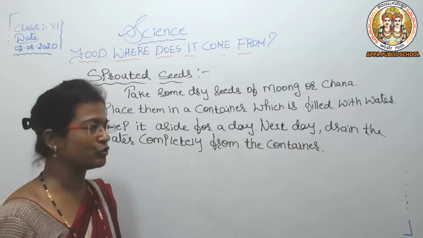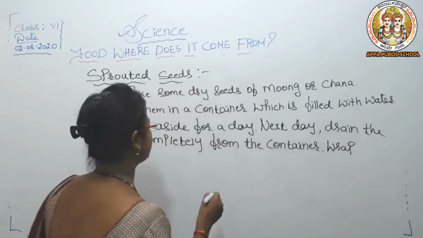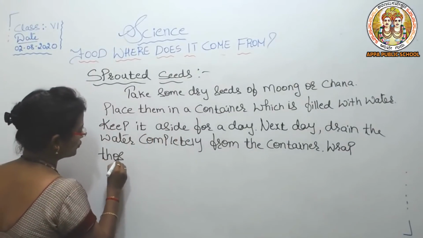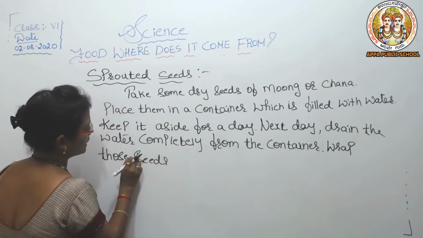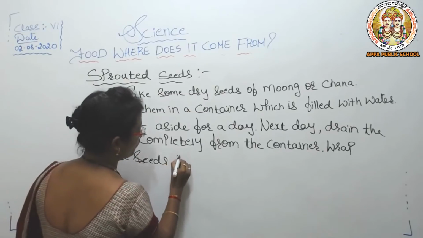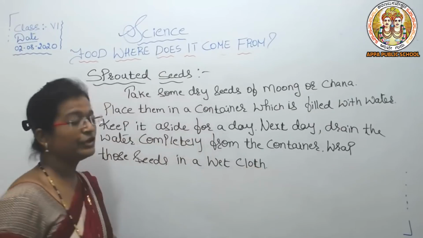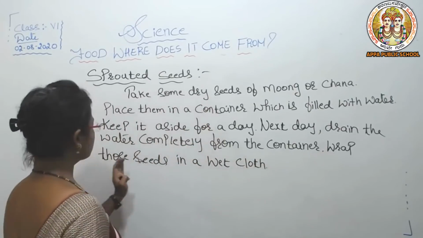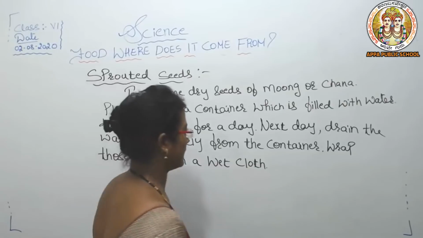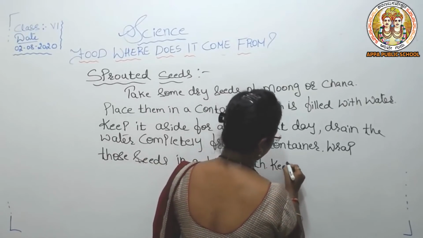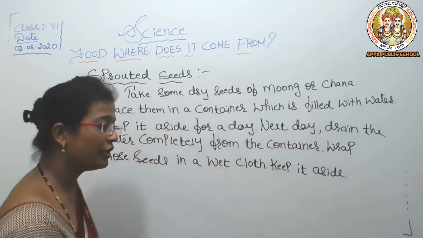After that, what you should do is wrap those seeds in a wet cloth. You should keep in your mind that you should wrap those seeds in a wet cloth, not in a dry cloth. Now again, keep it aside.